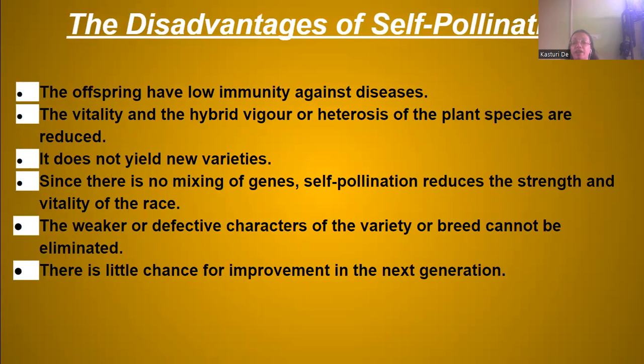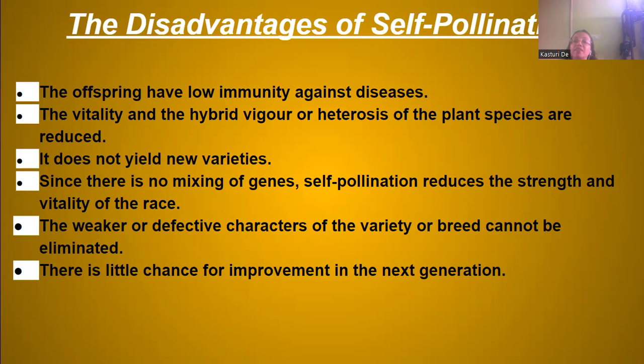Now, what are the disadvantages of self-pollination? The main disadvantage is that there is very little chance of diversity. That may lead to low immunity power, because continuous self-pollination may decrease its immunity power, which can attract diseases. More diseases can be attracted by these plants.